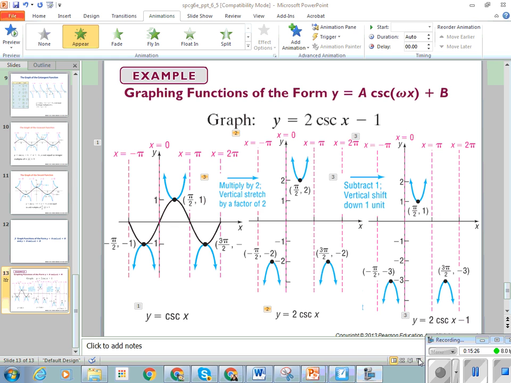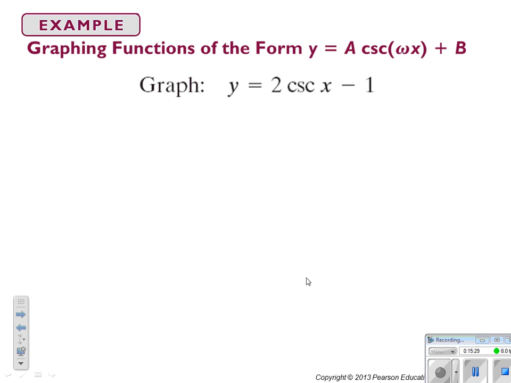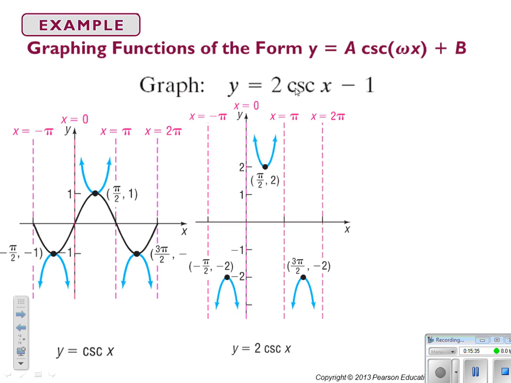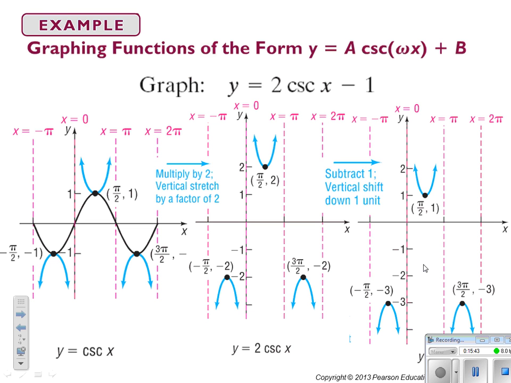Okay, so to conclude for today: take the cosecant, stretch it by a factor of 2, which changes our output to pi over 2, 2, and negative pi over 2, negative 2, and then move all those down 1.